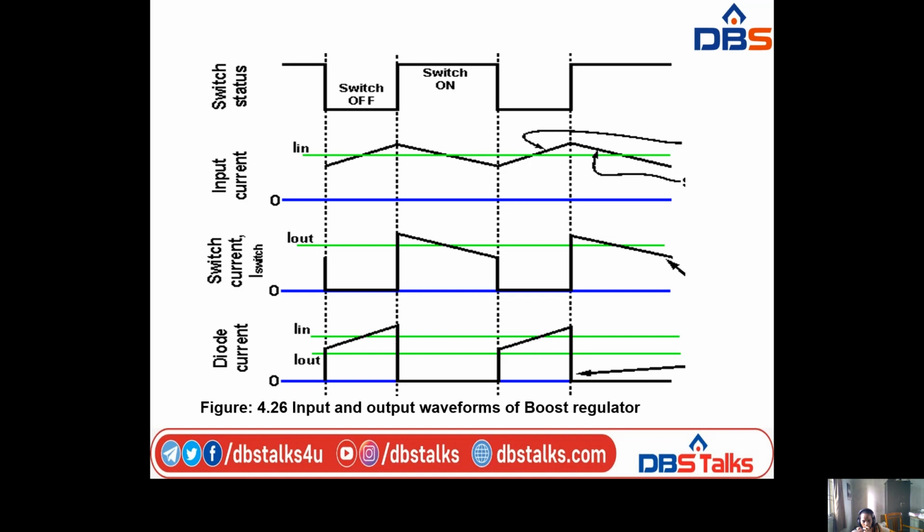Next, the switch current, Iswitch. The switch current is obtained whenever the switch is in the on state, and it is obtained as a square waveform. And the diode current: the diode current is obtained when the switch is in the off state, as only then does current flow through the diode.